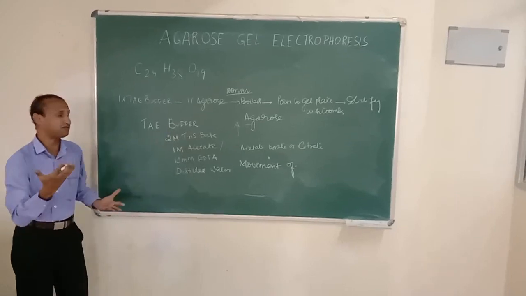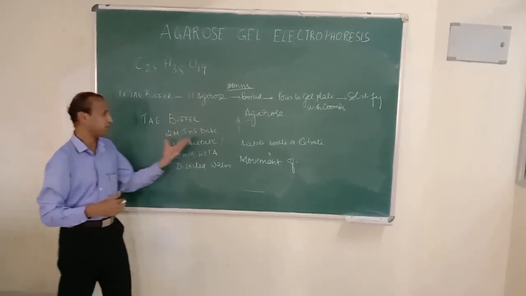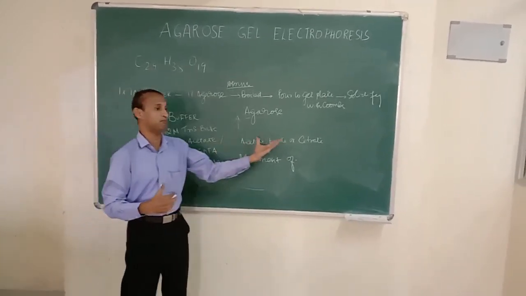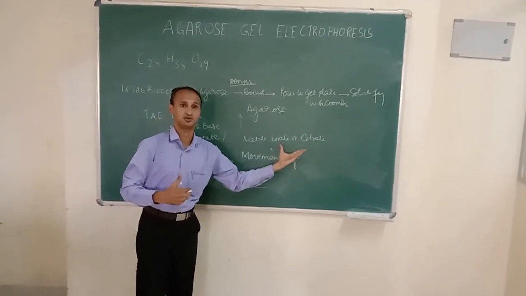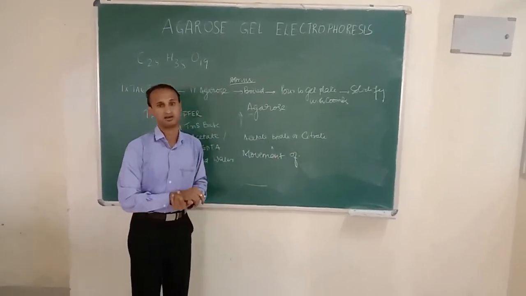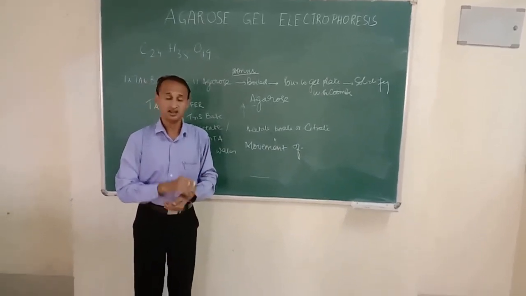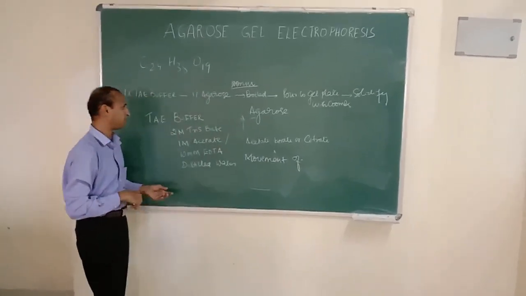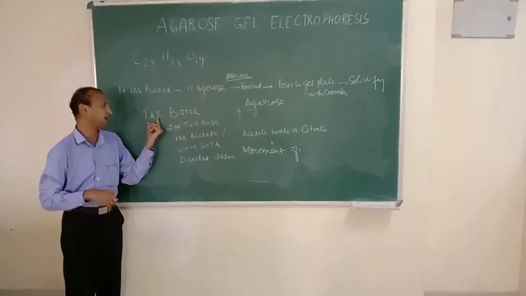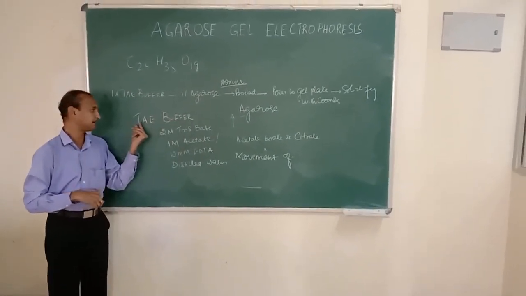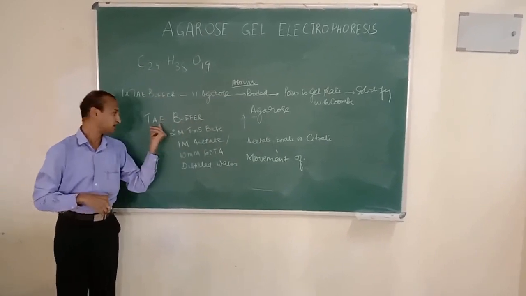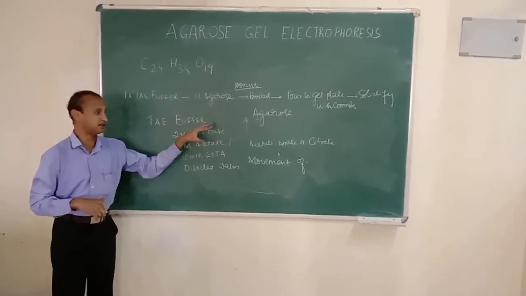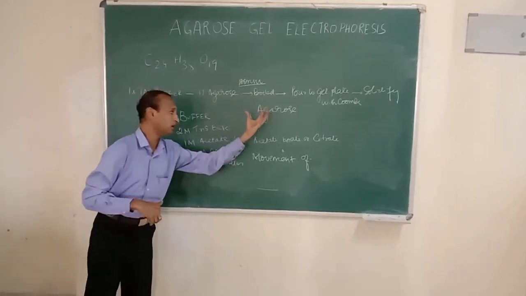There are different buffers available for this. It can be an acetate buffer, a borate buffer, or a citrate buffer. Different types of buffers are used based upon the type of work you are carrying out. In today's practical, the buffer we are going to use is TAE buffer. It is Tris acetate EDTA buffer. This is the buffer we are going to use for the preparation of the agarose gel.